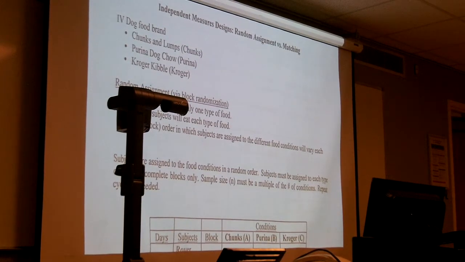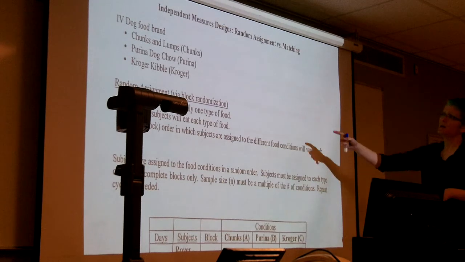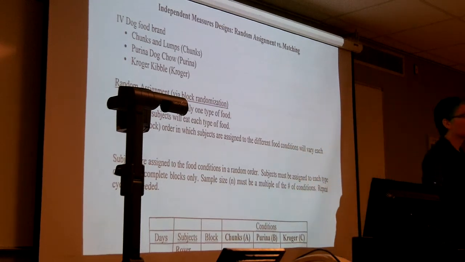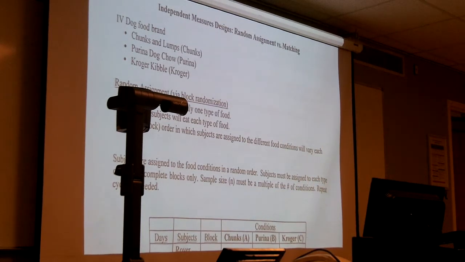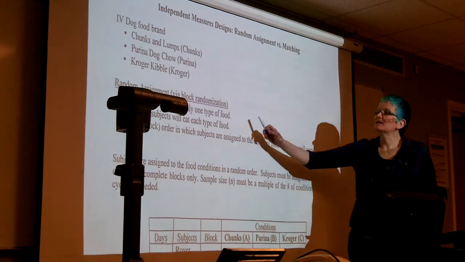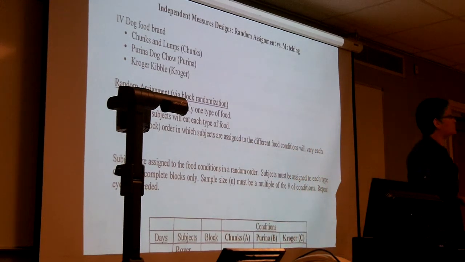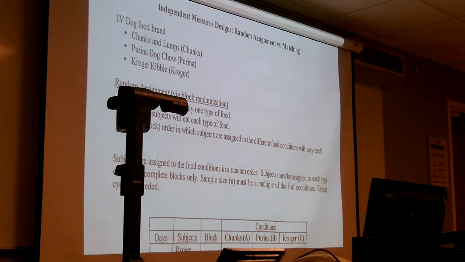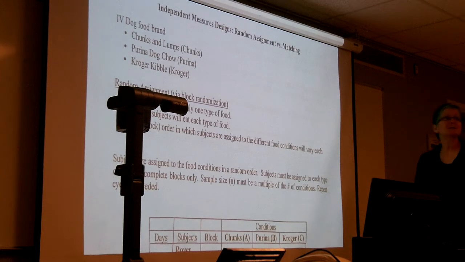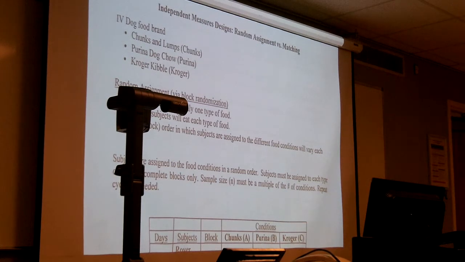This is an independent groups design, or between subjects design, or an independent measures design. Those are all similar terms. I can use them interchangeably. Independent measures, independent groups, between subjects. Okay, all mean the same thing. So each subject is only going to eat one type of food. I'm going to gather data from multiple subjects in each condition, and I'm going to use random assignment first to assign the dogs to the different conditions.